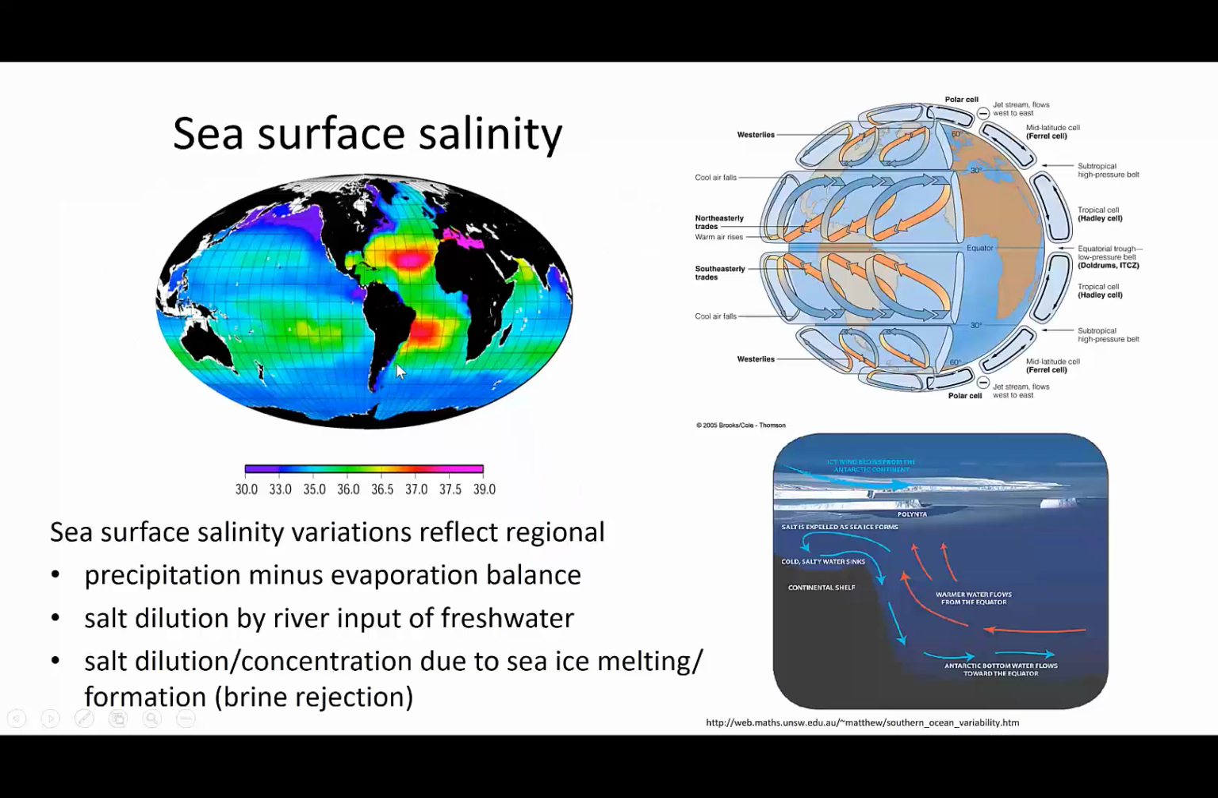Another area where we have significant changes in sea surface salinity, with much higher salinity, though it doesn't show up on this particular map, is where we have sea ice formation at very high latitudes, so around Antarctica and also in the Arctic Ocean. When we have sea ice formation, the dissolved salts are rejected from the ice when it's forming. The remaining water has much more salt in it than the water that is frozen.